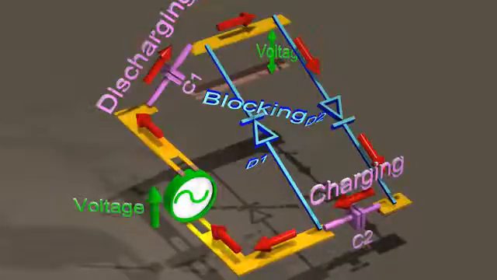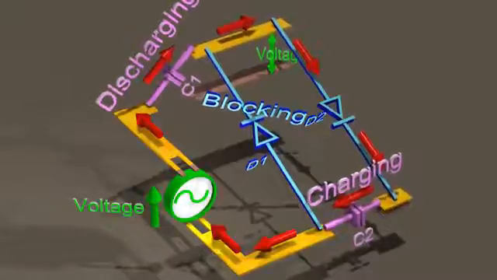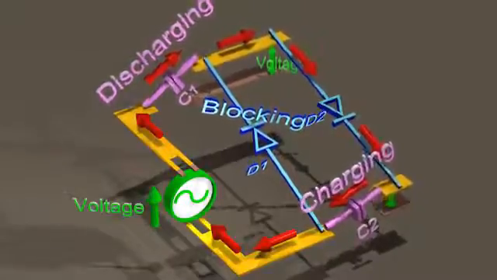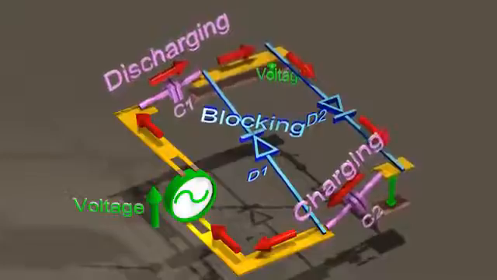When the AC input voltage changes direction, diode 1 will now be blocking, and current will flow through diode 2, causing capacitor 1 to discharge and lose its voltage, whereas capacitor 2 will be charged and gain voltage.